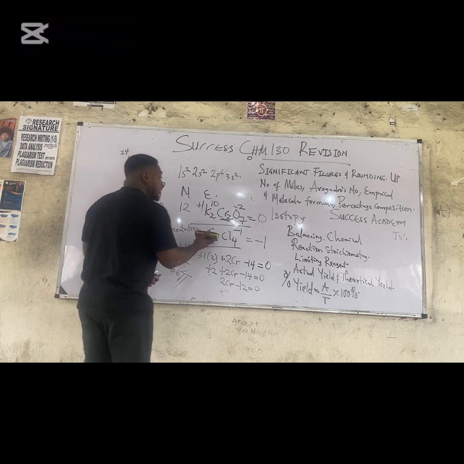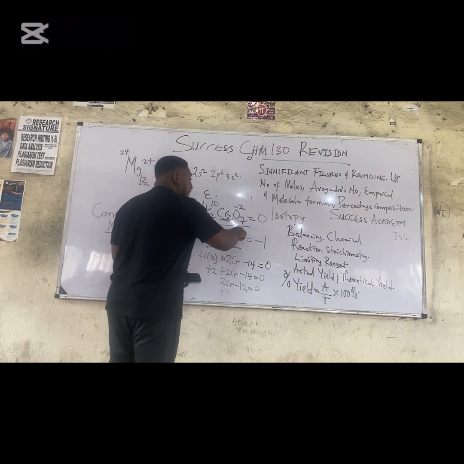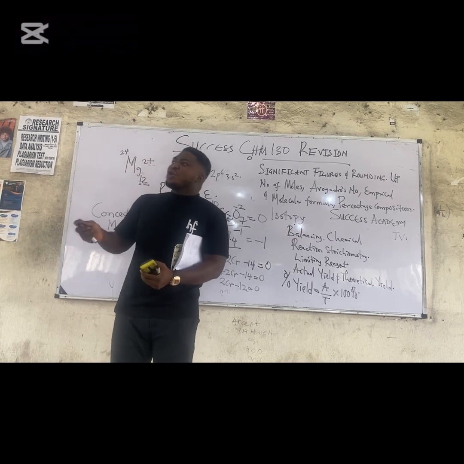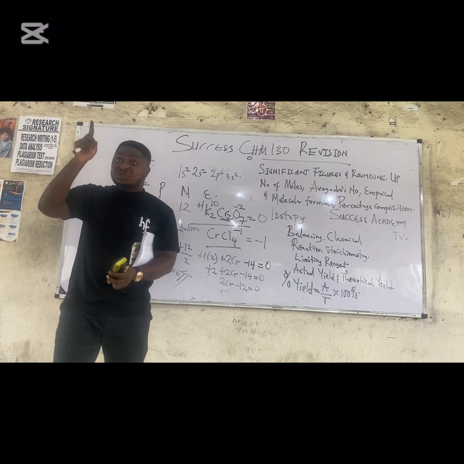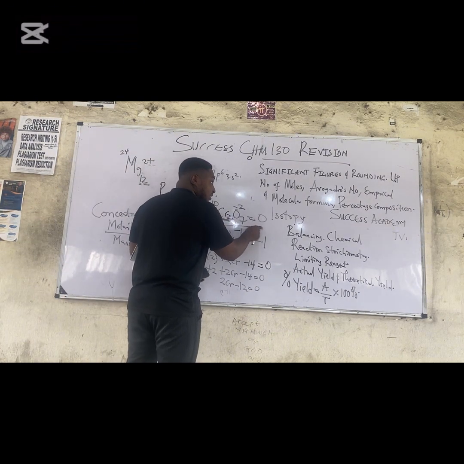Class, you can do the same thing for CrCl4. Find the oxidation number of chromium in CrCl4 minus. Because CrCl4 is carrying a minus 1 charge, you're going to equate whatever you're solving to minus 1. Unlike the first one we did, because that one is not carrying any charge, equate it to what?